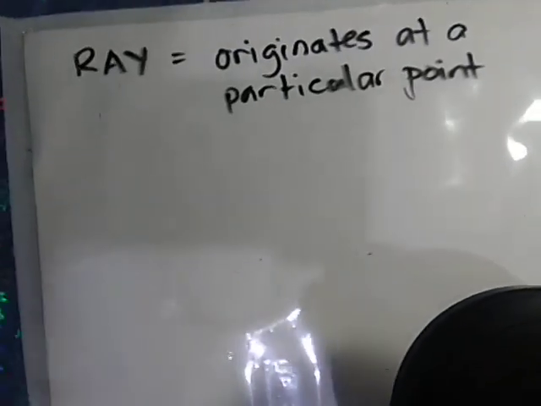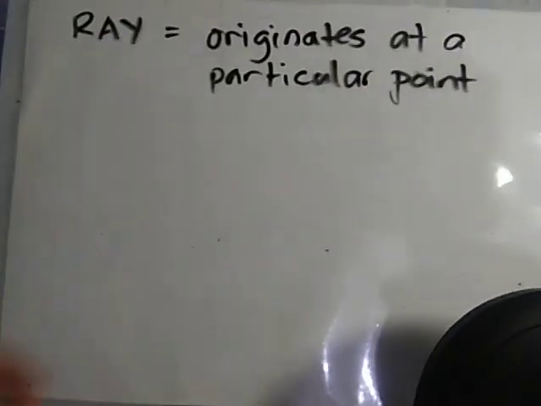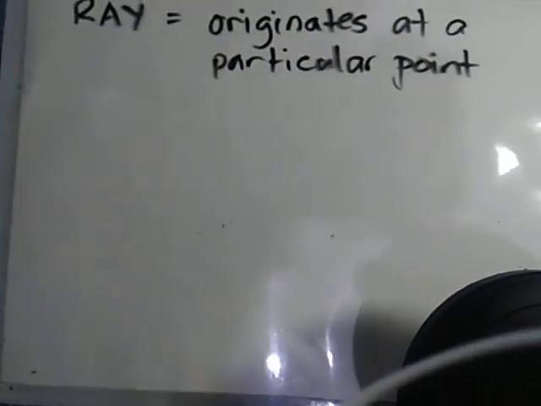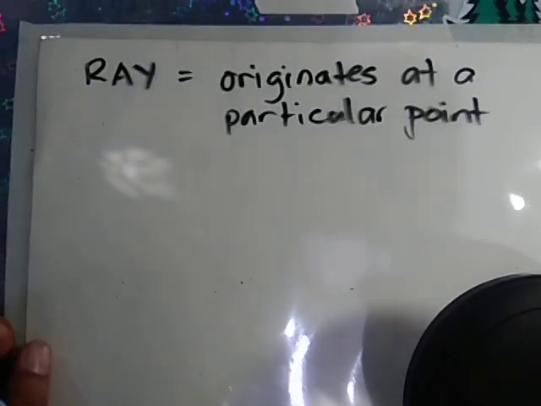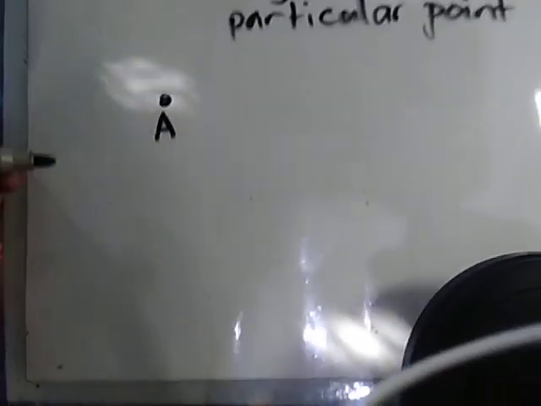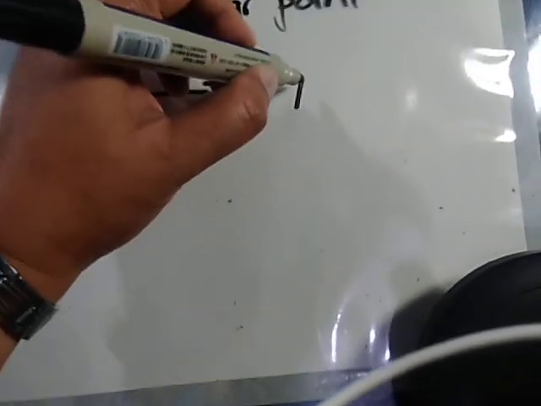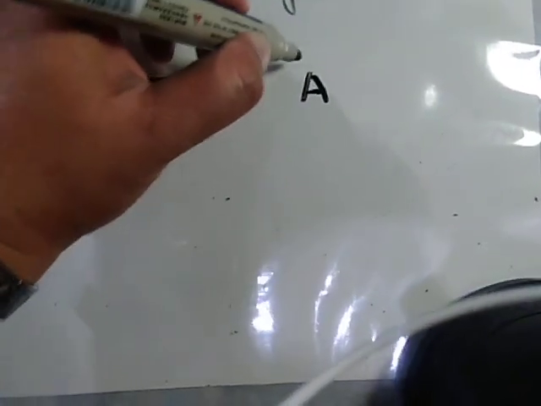The next thing we are going to talk about is a ray. So a ray is also a line, but it originates at a particular point. Let's say for example that this is point A, and this one could go all the way towards the right side to infinity. And so we say this could be ray A.